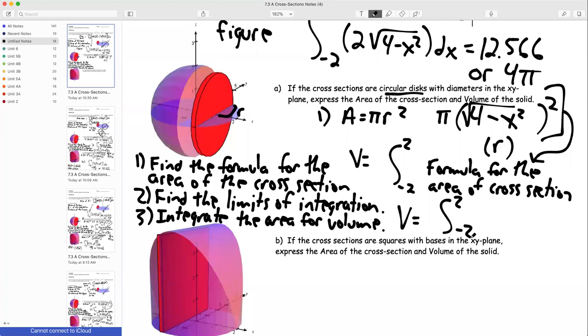But let me clean it up a little bit. The pi I can move out front because it's a constant. And then I have the square root of 4 minus x squared, squared. So that's just going to give me 4 minus x squared dx. And now I'm going to use my calculator to calculate that volume. Okay, so do that.